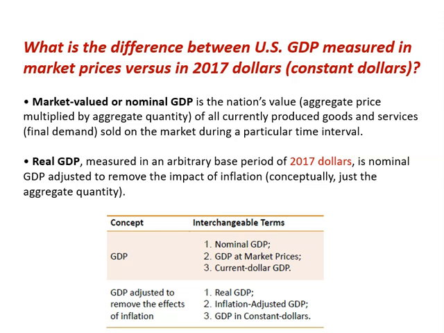Let me stress the interchangeable terms that are used for each of these concepts. GDP could be referred to as nominal GDP, GDP at market prices, or current dollar GDP. GDP adjusted to remove the effects of inflation could be referred to as real GDP, inflation-adjusted GDP, or GDP in constant dollars. As noted earlier, for example, real GDP for the U.S. was updated to a 2017 reference year from 2012, as of September 28, 2023, when the BEA released their annual benchmark update to GDP to capture more complete source data used in its calculations.